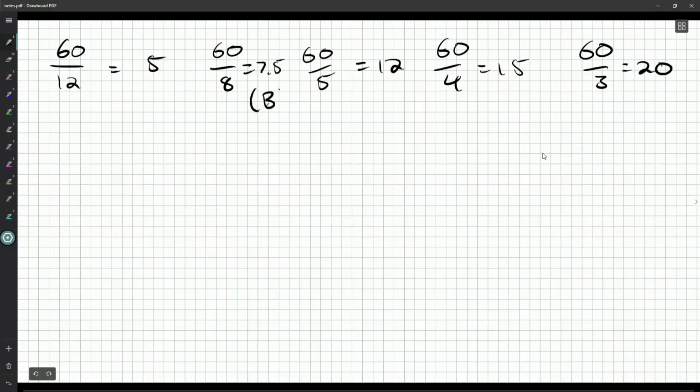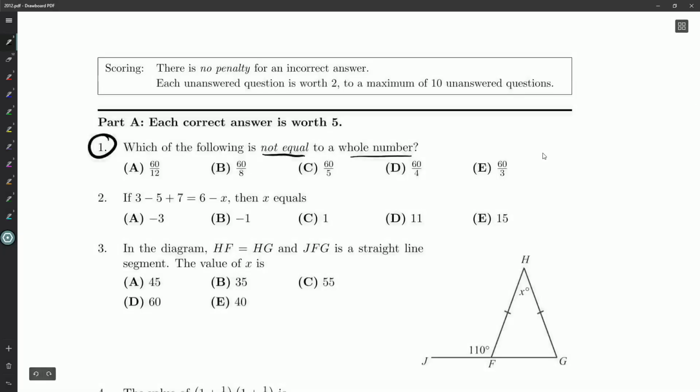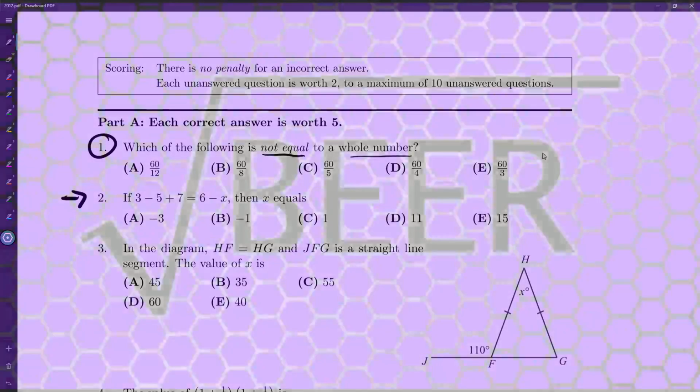Okay, but either way, calculator or just quick inspection by looking for factors, we get our answer, and then we can move right along in the next video and take a look at question number 2. So join me for that next time.